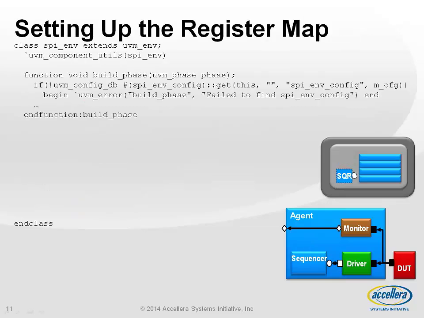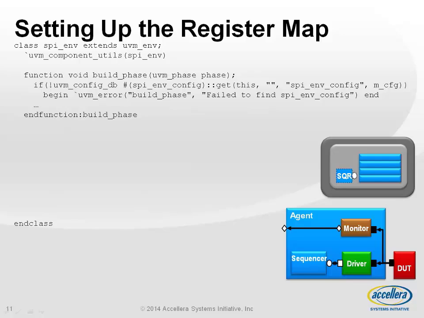When we set up the register map in our environment, in our build phase method, because now we're in a component here, we are going to configure that environment. So in the environment, we're going to go to the configuration database and pull out our environment config object and set it to mconfig. And if there's nothing there, we set an error, right? This is just good coding practice, covering your bases. If you're looking for something from the configuration database and it's not there, you should specify an error.